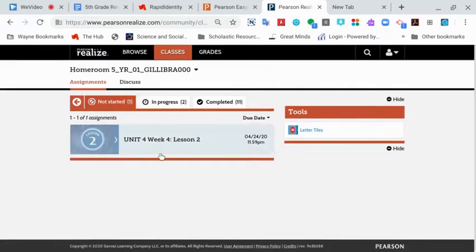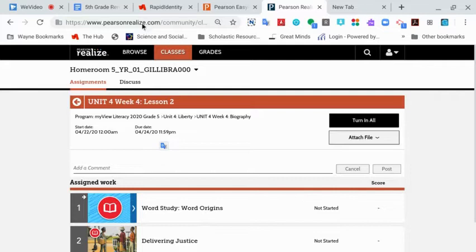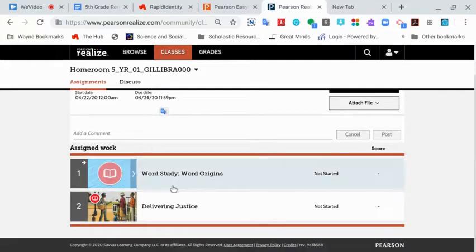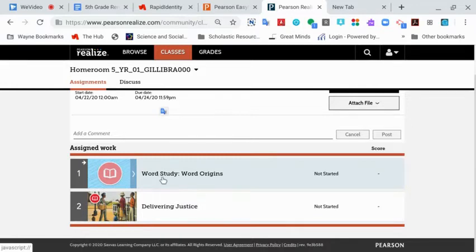Now you're going to notice that this is today's assignment. It says Unit 4, Week 4, Lesson 2. Remember, if you have one you didn't finish yesterday, you can do in progress, but if it's completed, you can also go back to that as well. So for this one today, I'm going to click on Unit 4, Lesson 2. And your assignment says you need to complete the word study, word origins, and then delivering justice. I'll show you the word study first.